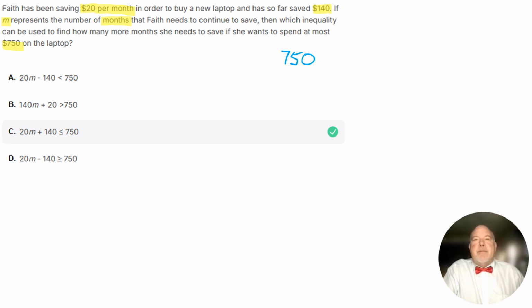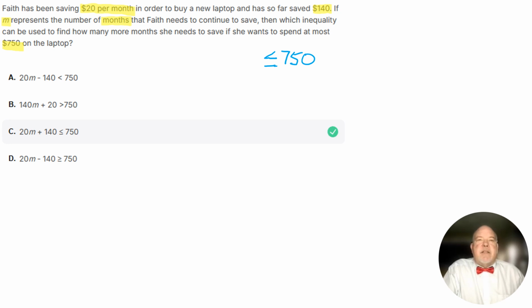So what does that mean, at most? So would she be willing to spend more than 750? No, because that's the most she wants to spend. So then the next question is, is she willing to spend $750? And so at most means yes, you're willing to spend $750 or less. So our inequality symbol that's going to go here is that how much she spends has to be less than or equal to 750. And so on the left side here, we're going to take all the other values and complete that side of the story.